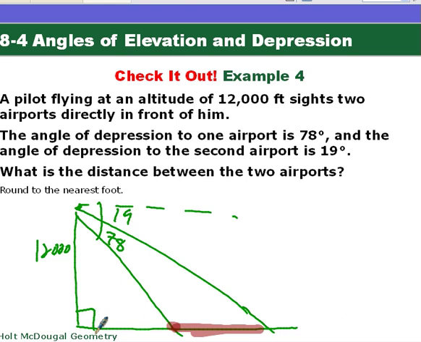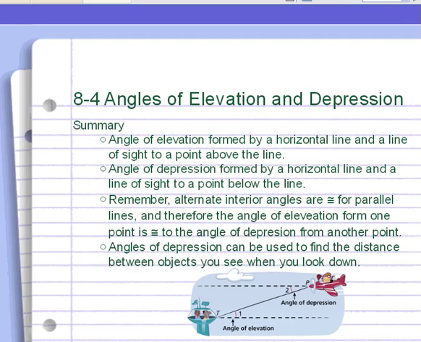Okay, good luck. So what did we learn today? We learned that the angle of elevation is formed by a horizontal line and a line of sight to a point above the line. So you can look down here for angle of elevation, this little picture. And the angle of depression is formed by a horizontal line again, and a line of sight below the line. Remember, alternate interior angles are congruent for parallel lines, and therefore the angle of elevation from one point is congruent to the angle of elevation from another point.